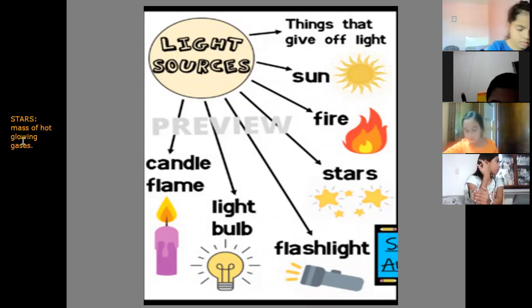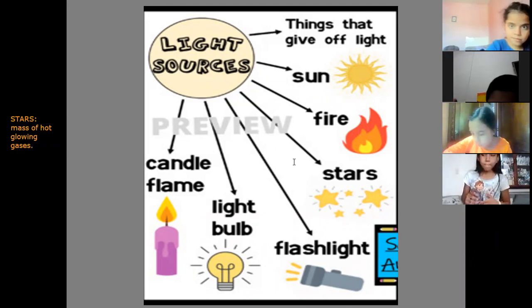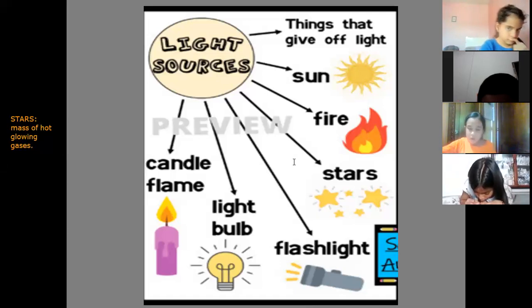Star, a mass of hot glowing gases. That's a star. It's gas. It's not solid. So the sun, imagine the sun. Oof, the temperature of the sun is, I think, thousands of degrees.